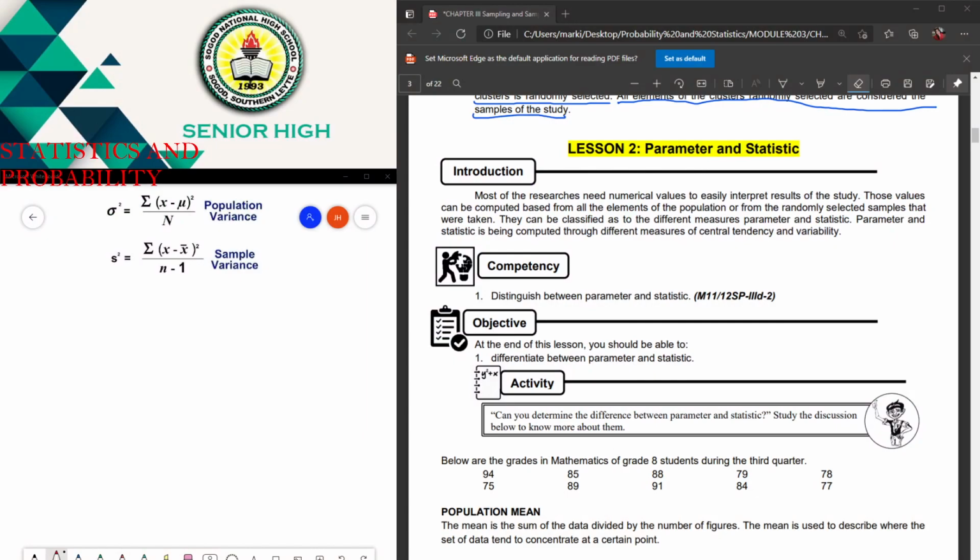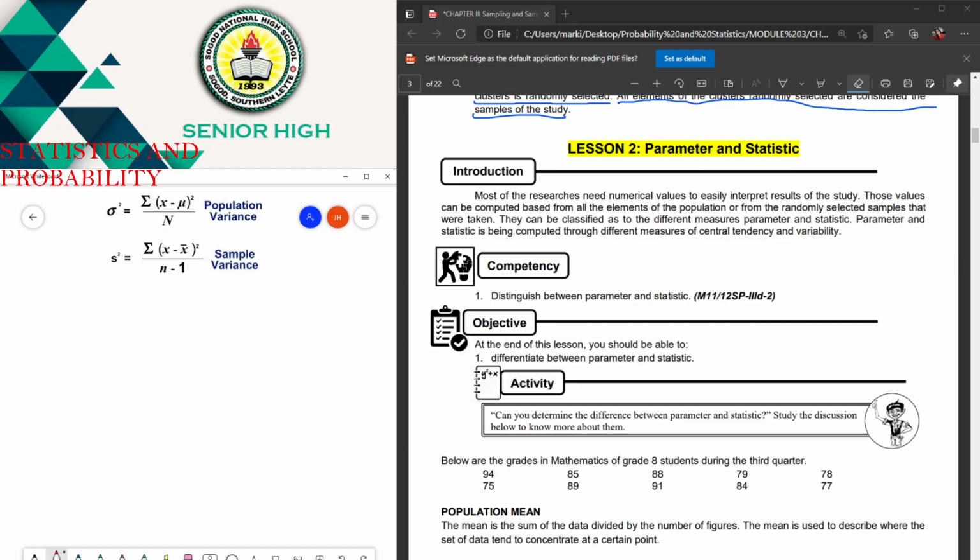So hello everyone, we're back to our second video, which is chapter 3, lesson 2, about parameter and statistic. Most researchers need numerical values to easily interpret the results of a study. Those values can be computed from all the elements of the population or from randomly selected samples that were taken.